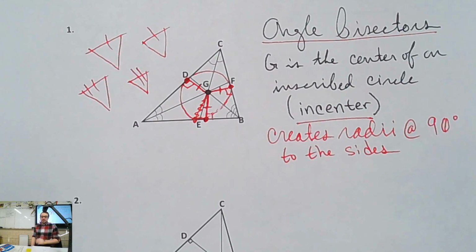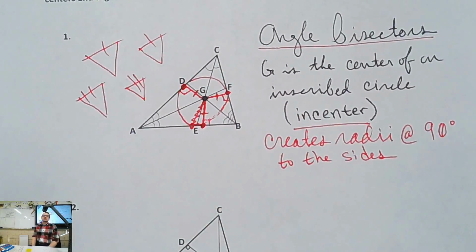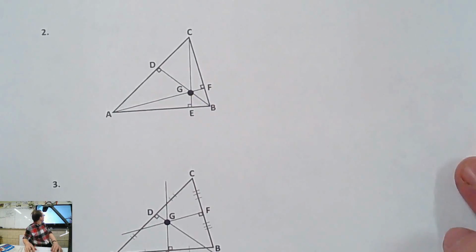So the center of the angle bisectors is the incenter. Why is it called the incenter? It's in the center of a circle inside the triangle. We're going to learn about a lot of different centers. Look at number 2. What kind of lines are DB, AF, and CE?